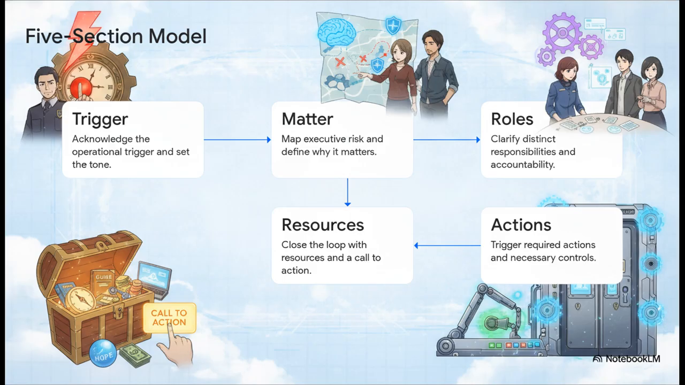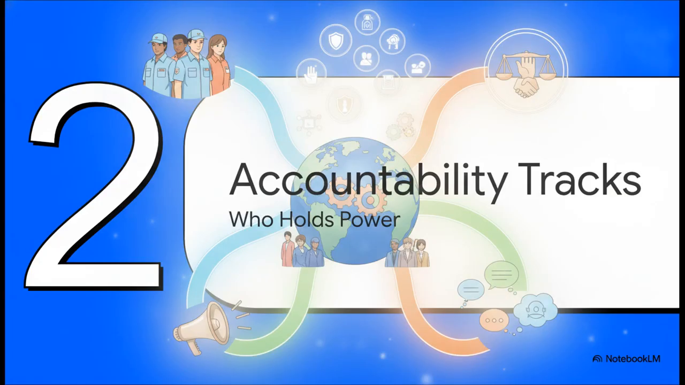First up, you acknowledge the operational trigger. Second, explicitly define why it matters so you can map out the executive risk. Third, get crystal clear on distinct responsibilities. Fourth, trigger the required actions and controls. And fifth, close the loop with actual resources and a clear call to action. You cannot skip these steps. No shortcuts. Moving right along to Section 2, the 3 tracks of accountability.